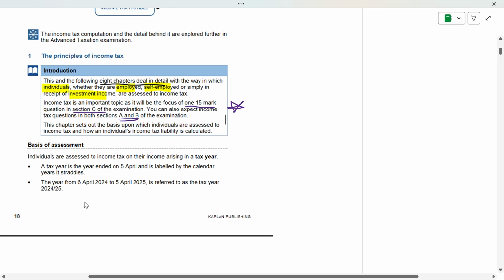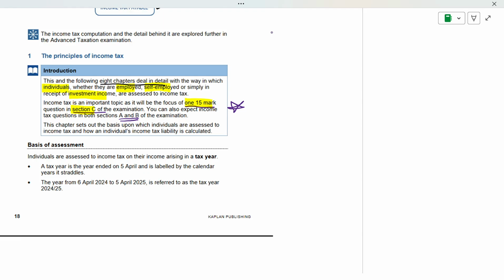This chapter sets out the basis upon which individuals are assessed. You can make it a point: this is 15 plus 5. You can put it on the higher side, 20 to 21 marks will be there on this.